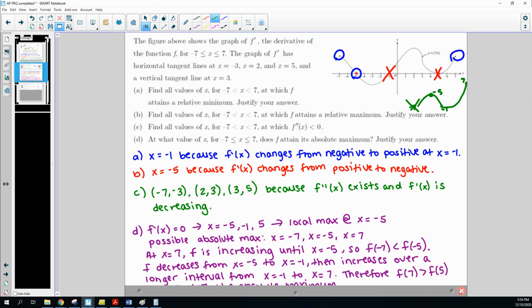Oops, down here. Let's get rid of that. Okay. So what I did here is I said f prime of x is equal to 0. So I'm finding my critical points. Like I said, my critical points are at -5, -1, and 5.